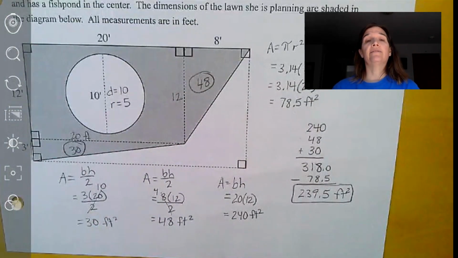So composite area, finding the area of several different shapes, adding them up together gives you your composite area.